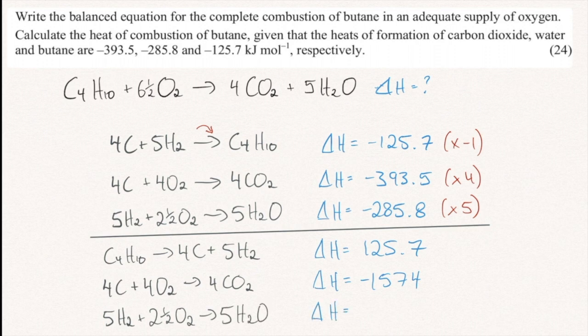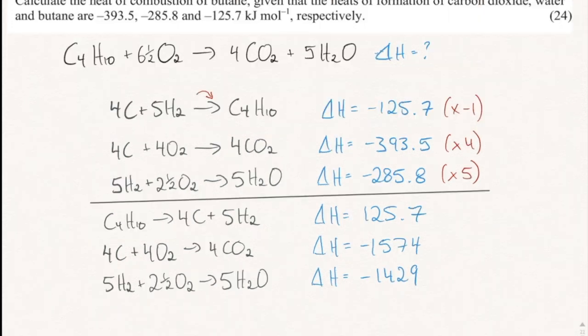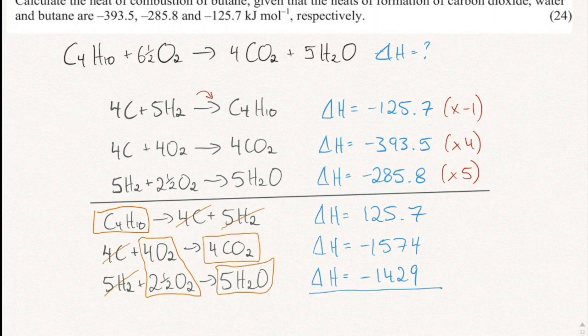Step 4. All other elements should cancel out. This can be done if they are both on opposite sides. If this step doesn't cancel everything out, then you have made a mistake. Step 5. Add the heat formation to get the heat of combustion. Do not forget those units.